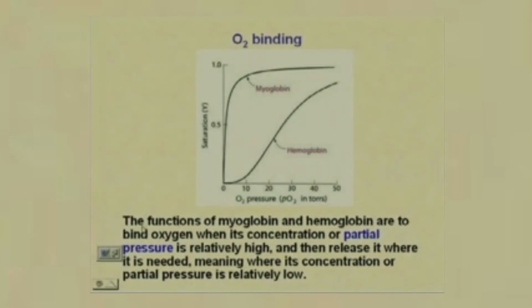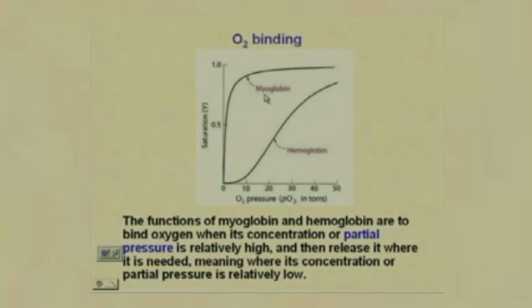The functions of myoglobin and hemoglobin are to bind oxygen when its concentration or partial pressure is relatively high and release it when it is required. It can't just keep on binding tightly, because otherwise you won't get the oxygen where you need it. Where the partial pressure is low, it is going to release it. When you're in dire need of oxygen, myoglobin, the storage protein, will release the oxygen at that point only.